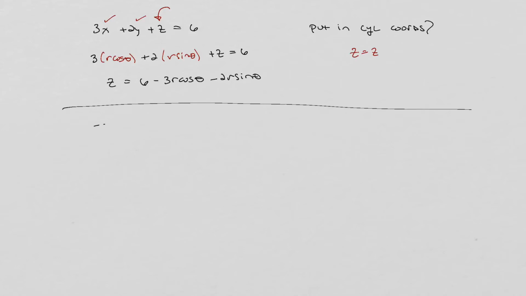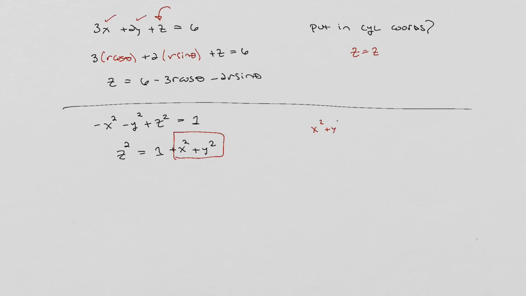What if I gave you this? Negative x squared minus y squared plus z squared equals 1. Okay. Well, you're going to solve this for z, or in this case z squared. Let me take the x squared and the y squared over to the other side. And when you see this, hopefully that's kind of ringing some bells for you, because if you remember, x squared plus y squared equals r squared. So I could rewrite this as z squared equals 1 plus r squared. Okay. All right, so hopefully going back and forth between the two shouldn't be too bad.